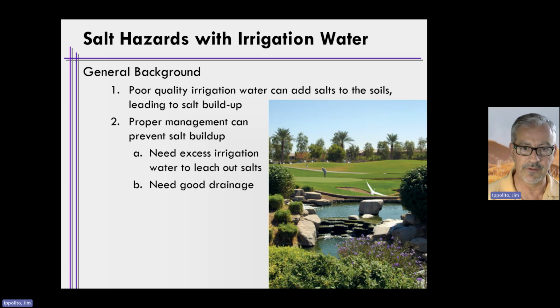In fact, oftentimes it does not, because the irrigation water itself is the culprit. And so what do we need to do? Oftentimes we need excess irrigation water to continuously leach salts out of the root zone. And if you need to leach salts out, that means you need to have good drainage.